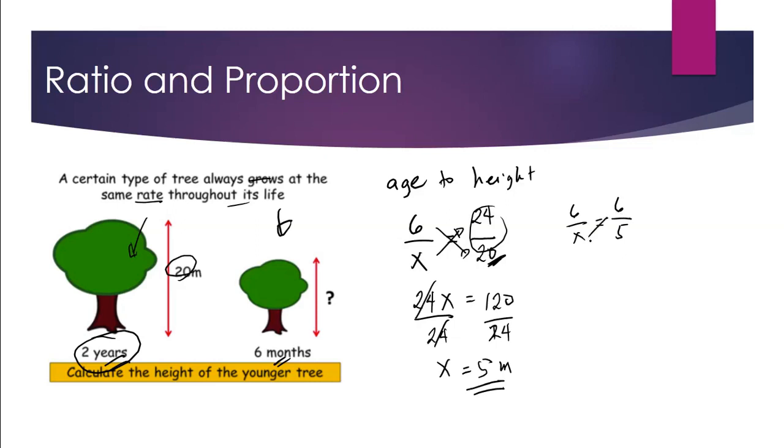And if you do that, you cross multiply, you have 6x equals 6 times 5, of course, is 30. Then you divide again by 6 to solve for the unknown. So 30 divided by 6 is also 5. You are going to notice that you are going to arrive with the same answer. And of course, you need to write the unit. So the height of the younger tree is 5 meters.